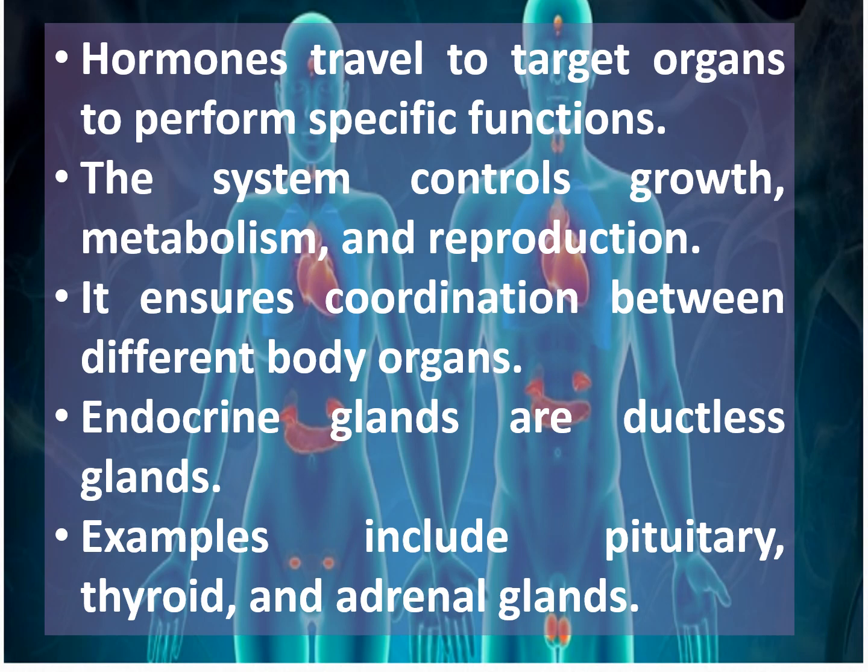Hormones travel to target organs to perform specific functions. The system controls growth, metabolism, and reproduction. This ensures coordination between different body organs. Endocrine glands are ductless glands. For example, they include pituitary, thyroid, and adrenal glands.